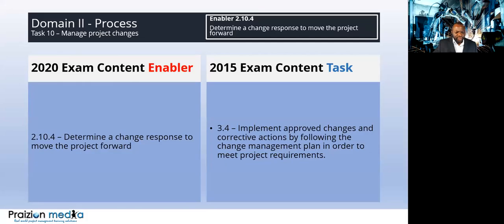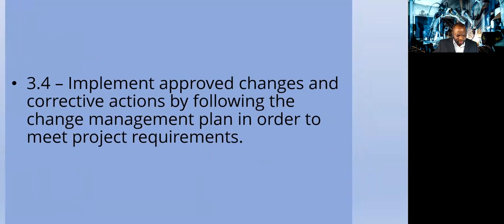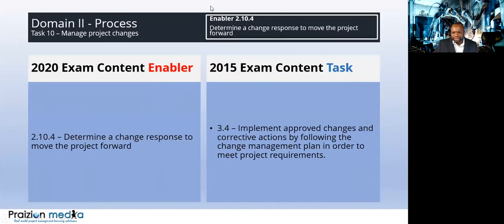The next one here is determining a change response to move the project forward. And this is actually where the change control board is involved in this. And the PMI are just saying, well, this is one thing the project manager should be aware of. The change control board needs to meet to decide the way forward. When they have decided to move the project forward in a particular way, as you can see in the old outline here, it says implement approved changes and corrective action, but following the change management plan in order to meet project requirements. Please answer these questions for me.